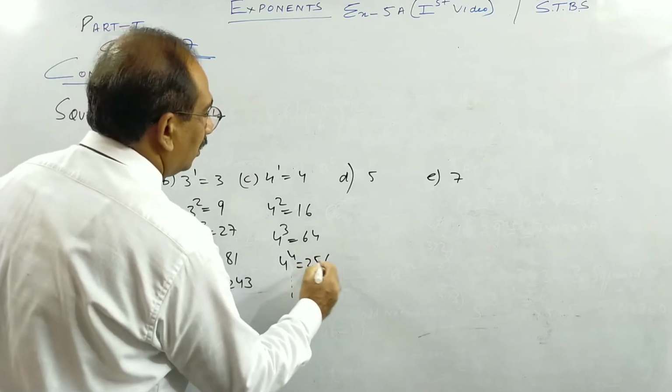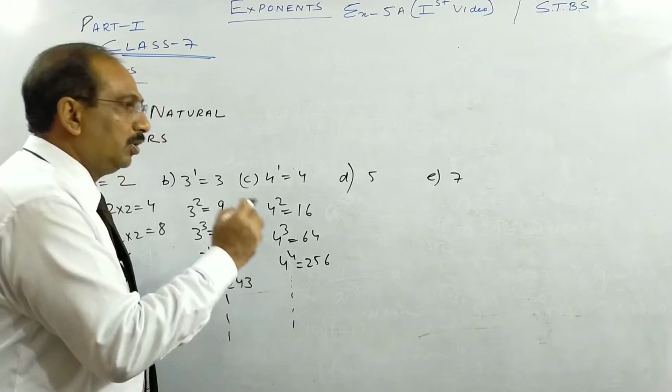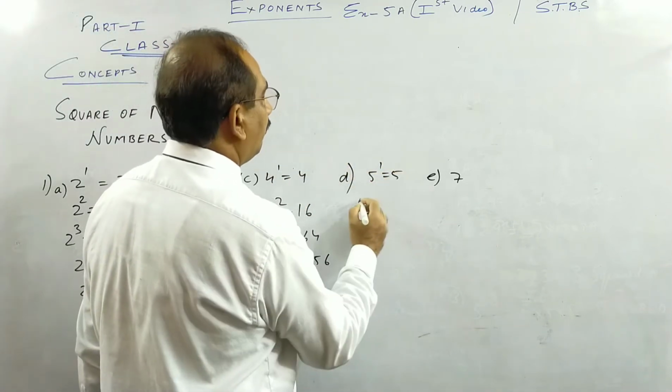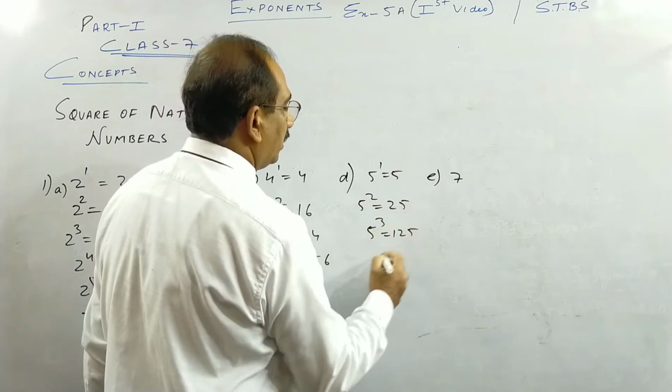So 4 to the power 4, if you do it, you will get 256, which is 2 to the power 8. Like that you learn. 5 to the power 1 is 5. 5 squared is 25. 5 cubed is 125.